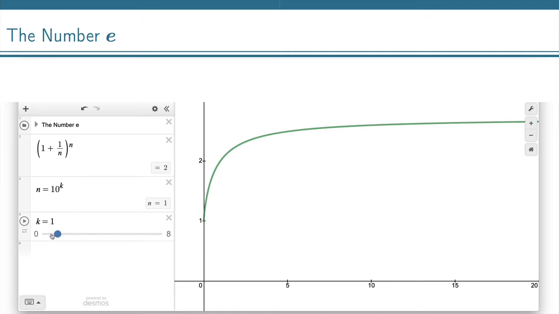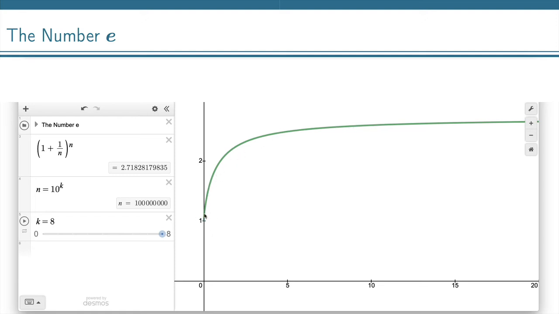And then when n jumps up to 10, we get 2.59, close to 2.6. And then up to n equals 100, we have about 2.7. And then to 1,000, still around 2.7, but it grew a little bit there. And watch what's happening to this expression right here. Okay, it changes, but changes less and less each time. Okay, and we see that modeled in the graph here.